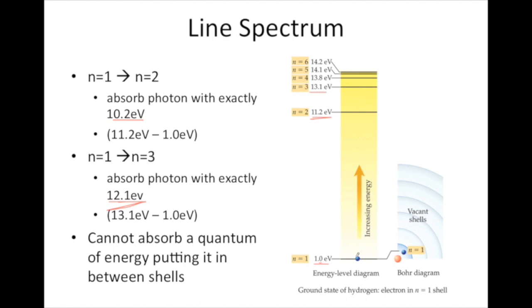The electron in hydrogen or any other atom cannot absorb a photon or a quantum of energy that would put it between two shells. So for example, our electron in hydrogen could not absorb a photon of energy with 2 electron volts, because that would put it somewhere in between the first and the second shell.